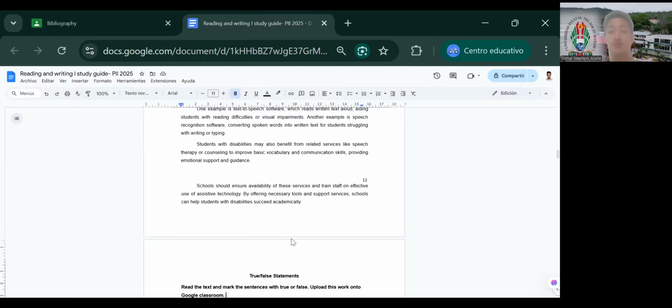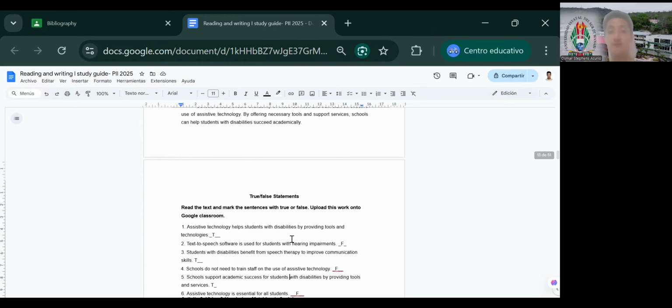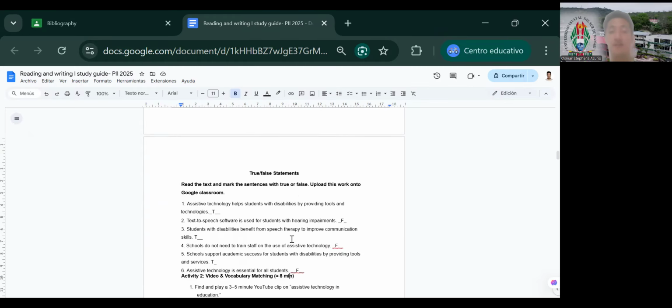Now I am going to read the true-false statements. Number one, assistive technology helps students with disabilities by providing tools and technologies. This is true. Number two, text-to-speech software is used for students with hearing impairments. This is false because this is for students with visual impairments.